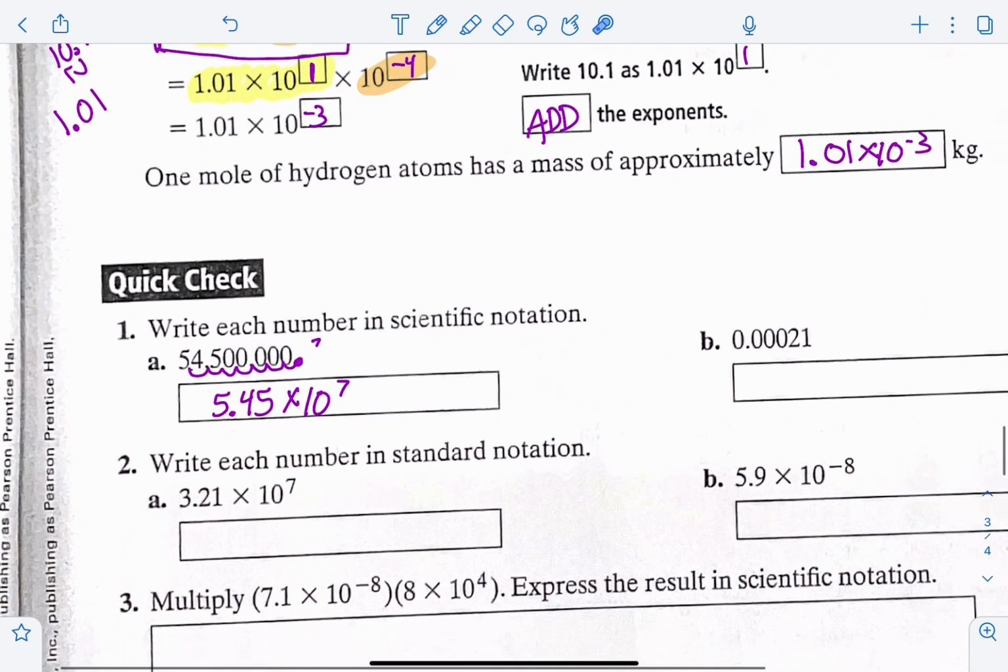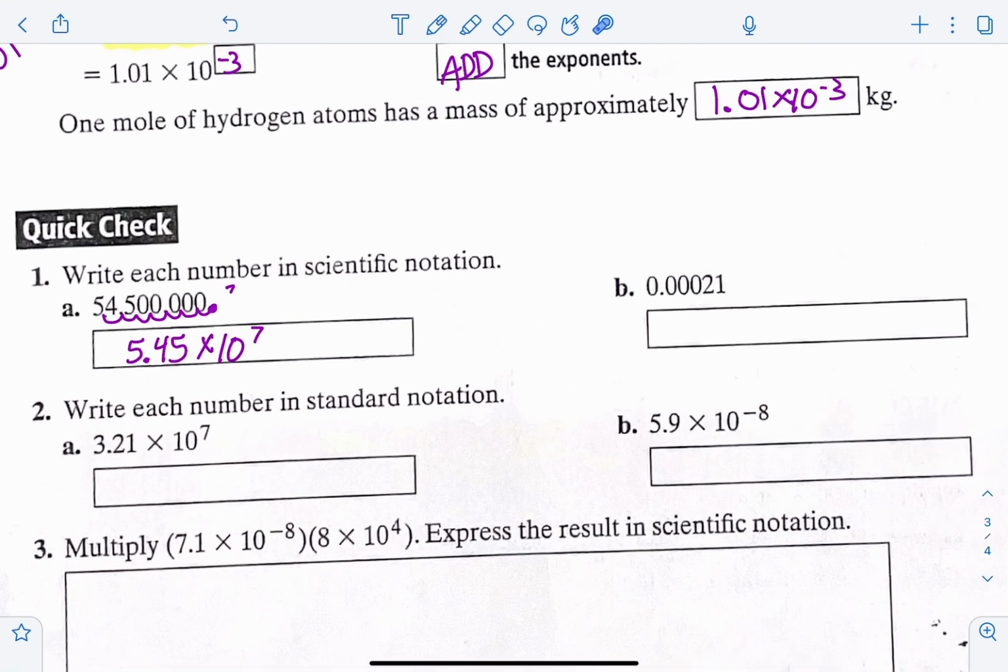So go ahead and pause your video and do B on your own, paying attention to the fact that the zeros are on the other side this time.